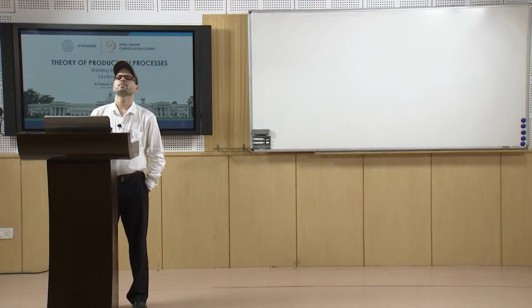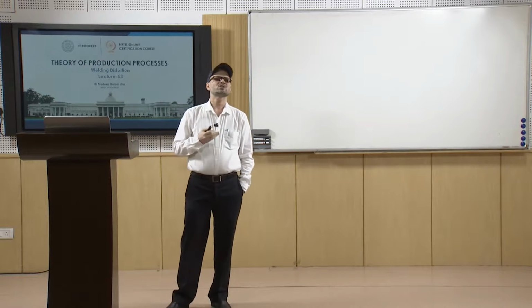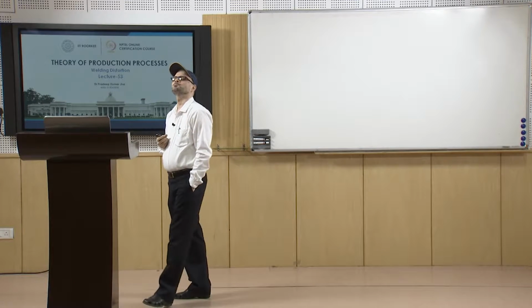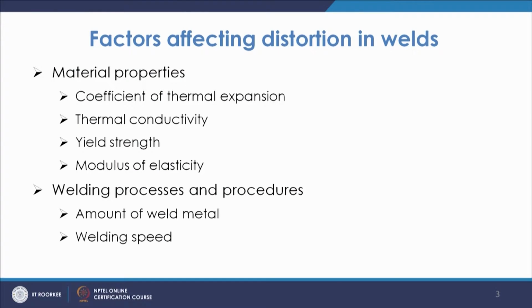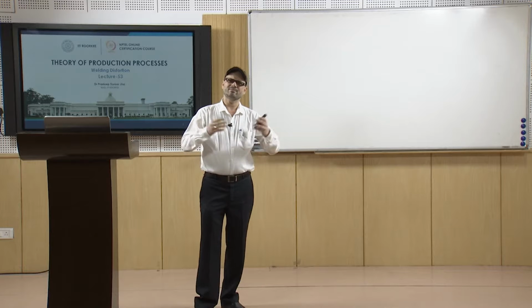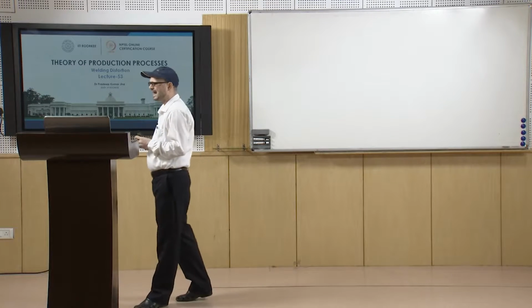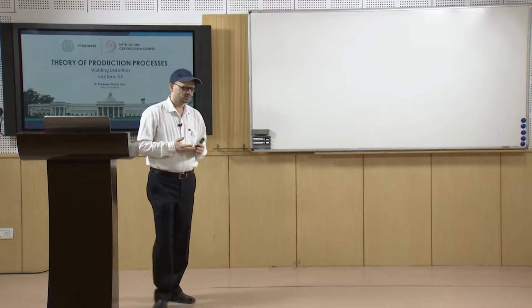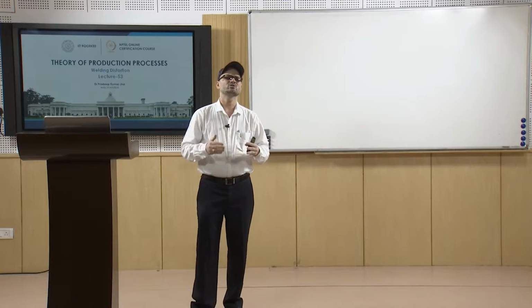Now, we have to understand what the different factors are which affect distortion in welds. The factors can be categorized under either material properties or welding processes and procedures. The materials we are using for the welding process have their own specific properties, and as these properties vary from material to material, the expansion or distortion characteristics will also change.